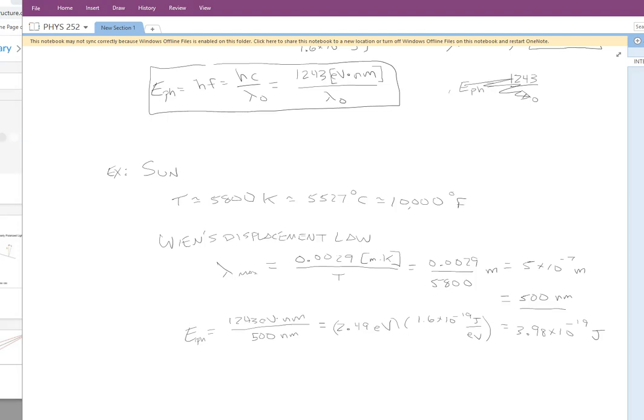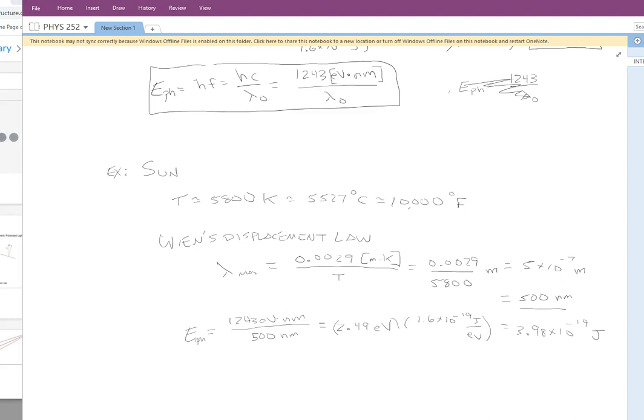Everybody, welcome back. So let's continue with this idea of the photon. If you recall, you see that formula boxed up there. The energy of the photon is hf or hc over the free space wavelength, and we can evaluate that combination of hc and use 1243 eV nanometer over the free space wavelength to get the energy of the photon.